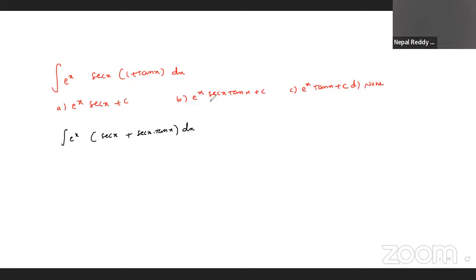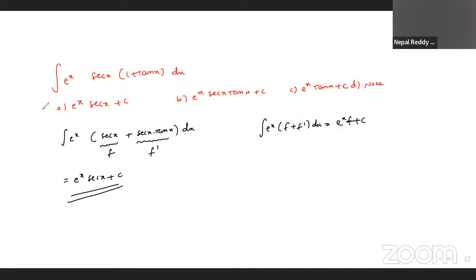When you write secant x as f, then secant x into tan x is written as f dash, its derivative. We know that integration of e power x into f of x plus f dash of x dx is e power x into f of x plus c. So here you will get e power x into secant x plus c as the answer. Therefore, here option A is the correct answer.